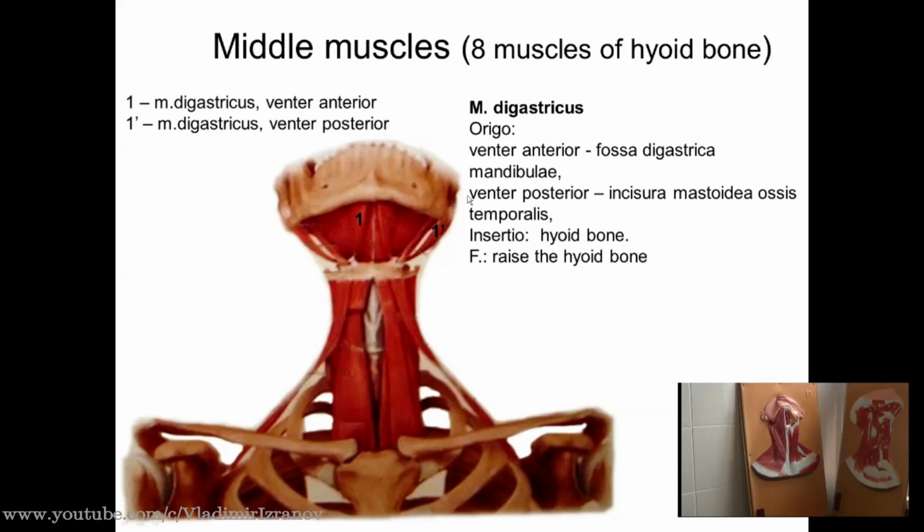And now venter posterior. Venter posterior begins, that means originates, from incisura mastoidea ossis temporalis.